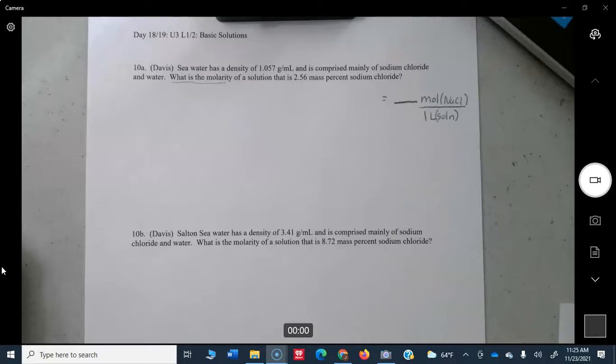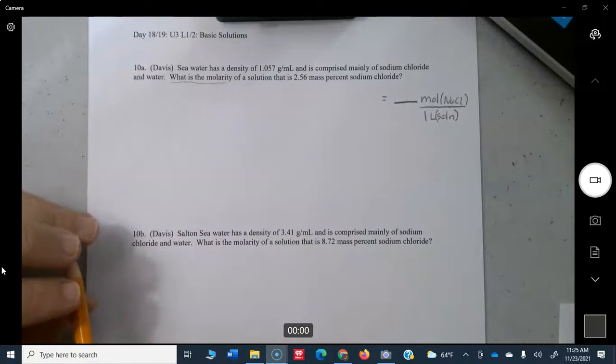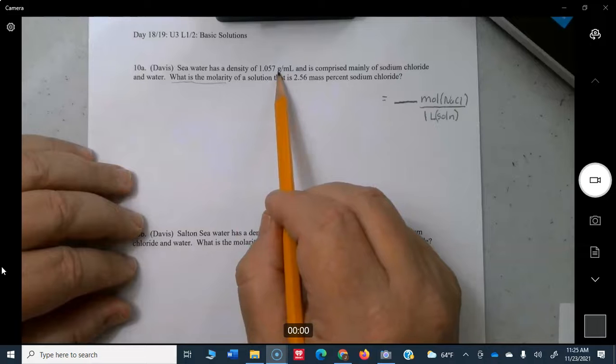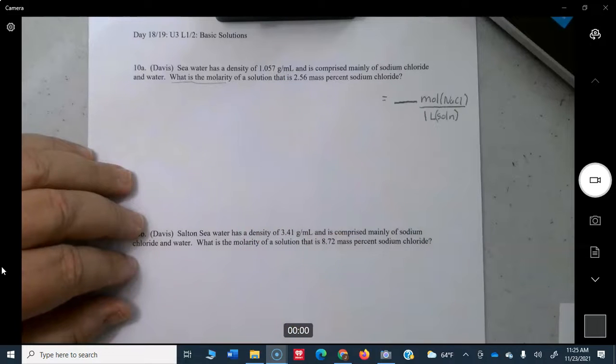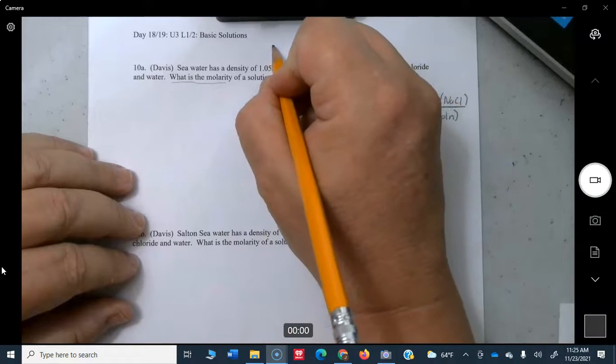All right. And then it says the seawater has a density. It gives you a density, comprised mainly of sodium chloride and water. What is the molarity of this? Okay, let's start up here though with the density. How do you deal with that? You can see that it's a top-bottom kind of a number. And so the way you should write this is this way.